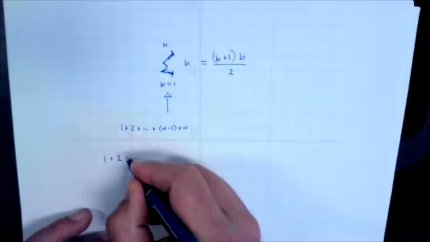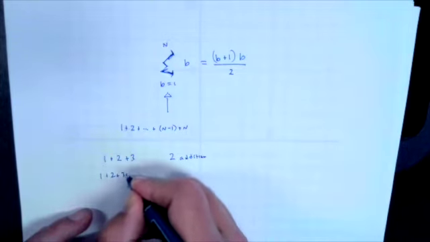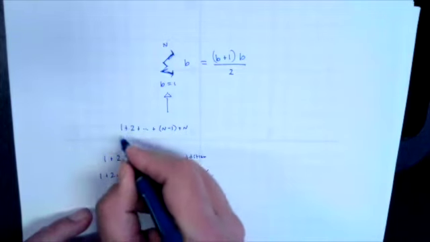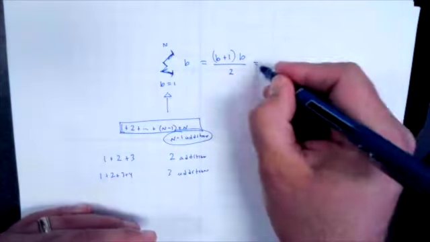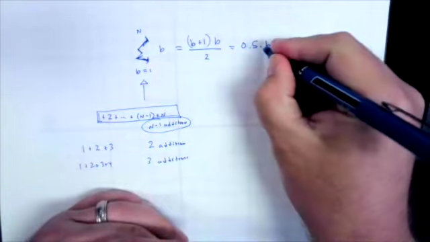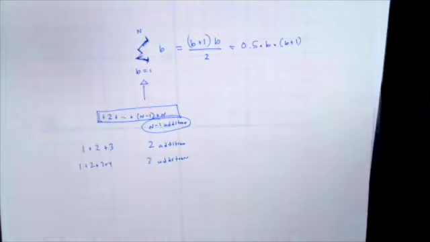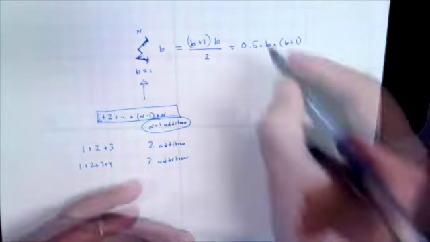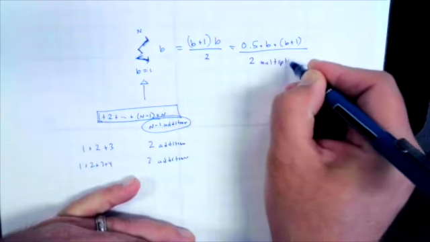See, so let's do it. 1 plus 2 plus 3 takes 2 additions. 1 plus 2 plus 3 plus 4 takes 3 additions. And in general, this is n minus 1 additions. If I write it out, 0.5 times b plus 1. What are the 3 operations you see? This takes 2 multiplications and an addition.